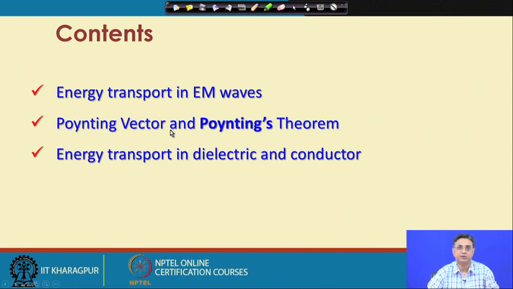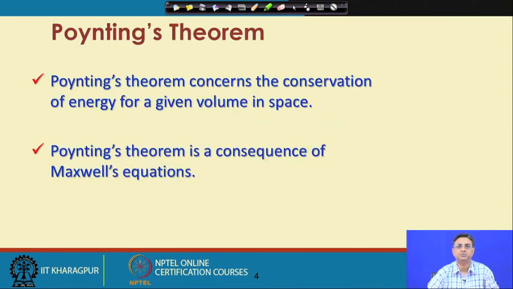Followed by this, we will take two example cases: the energy transport in a dielectric medium, and we will also consider the transport of energy in a conducting medium. So, Poynting theorem. Poynting theorem basically concerns the conservation of energy for a given volume in space. As I have mentioned, when the electromagnetic waves are travelling through a certain region of space, within the volume, how much part of the energy is lost and how much part of the energy is flowing out.